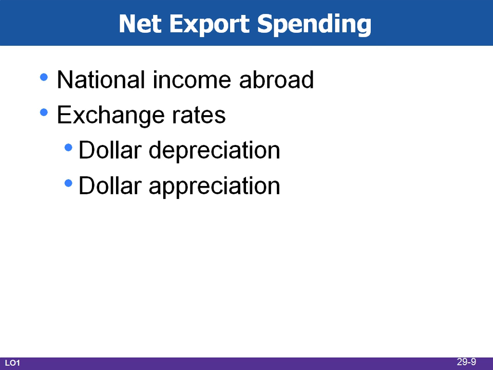Finally is net exports. If net export spending rises, aggregate demand rises. If net export spending declines, aggregate demand declines. As the national incomes of trading partners of the U.S. increase, they are more able to purchase U.S.-produced goods and services, which increases aggregate demand. But if foreign nations' income declines, the opposite is going to occur.